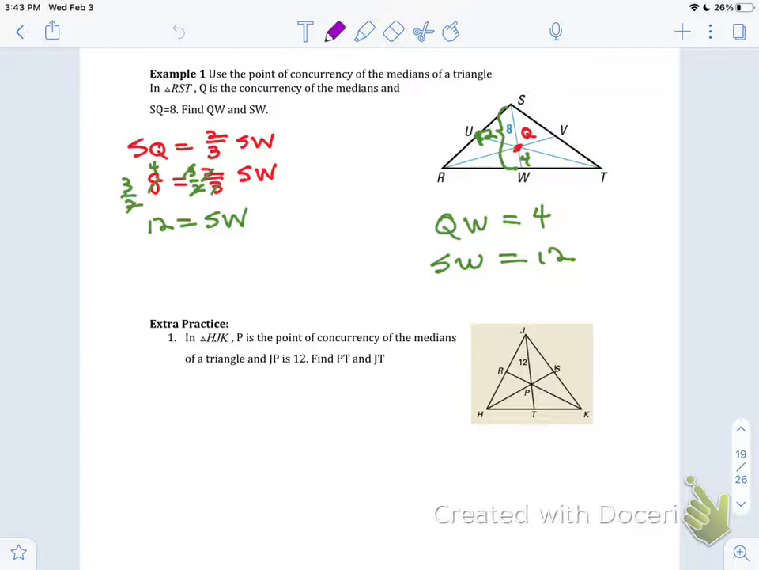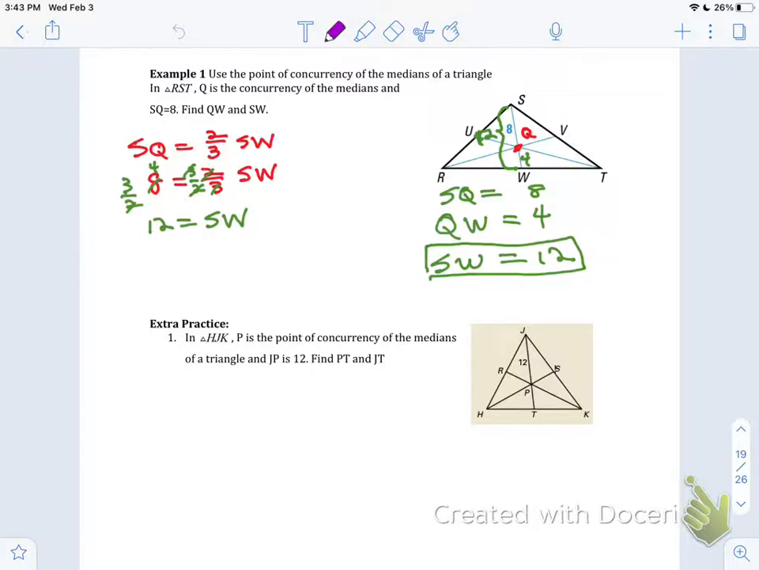Okay, look for a second how SQ and QW are related. So they're related 2 ways. If you add them together, you get SW. So that's one way. But if you take the bigger piece and divide it in half, you get the smaller piece. So the piece from the vertex to the centroid is bigger than the piece from the centroid to the opposite side. And it's bigger by half. So SQ is twice QW. And that's the relationship we're going to be exploring.